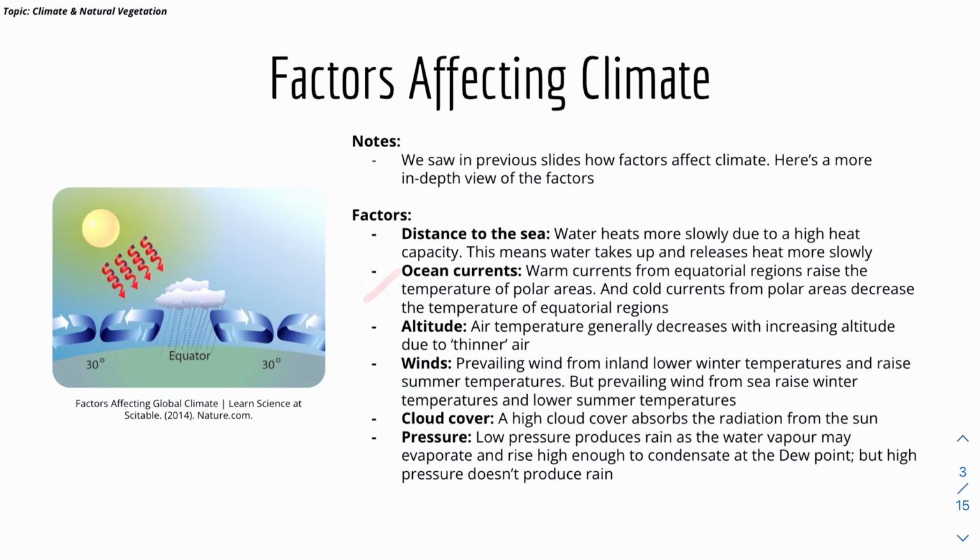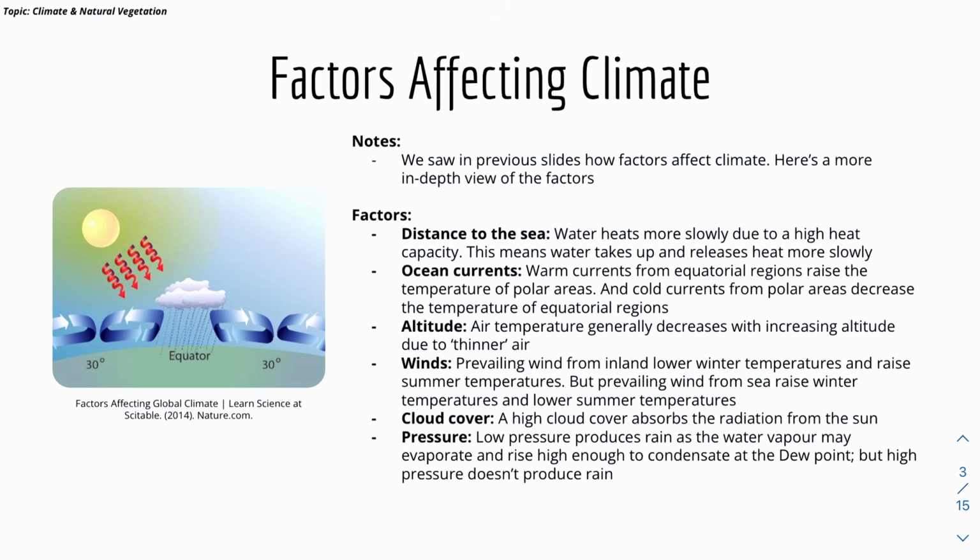And then we have ocean currents. Warm currents from the equatorial regions raise the temperature of polar areas, and cold currents from polar areas decrease the temperature of equatorial regions. And then we have altitude, as we know that the air temperature generally decreases with increasing altitude due to thinner air. That's why at the top of a mountain there's a lower temperature than at sea level.